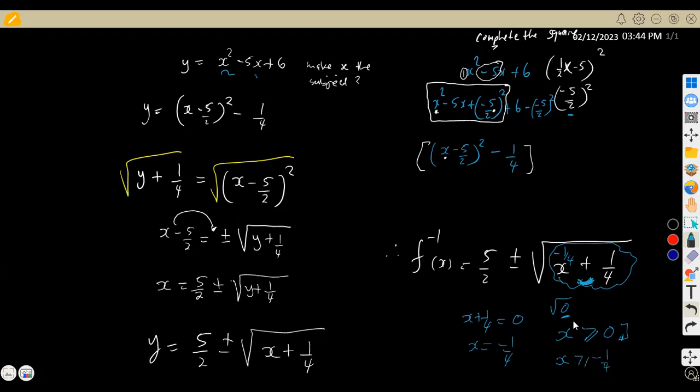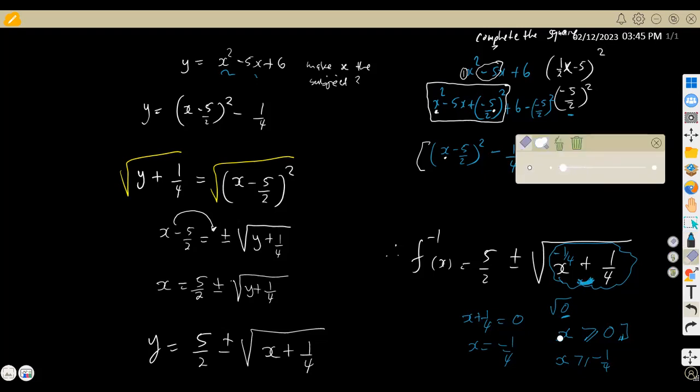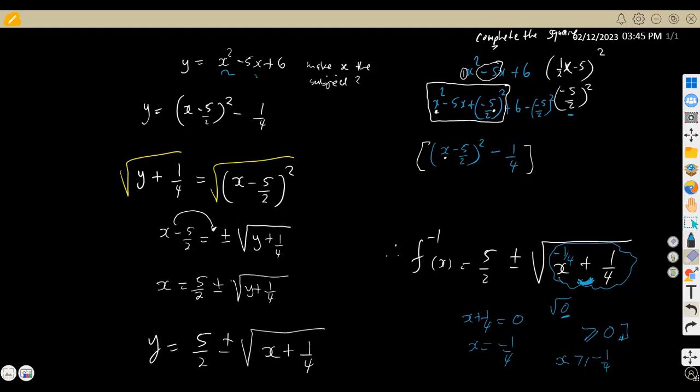Because when x is minus 1 over 4, it gives a 0. Once it's greater than that, it gives you a value that is positive. So here, not actually x, but the square root. The number under the square root is supposed to be greater than 0. That's what I'm trying to say in this case. This number under the square root is this whole part here.